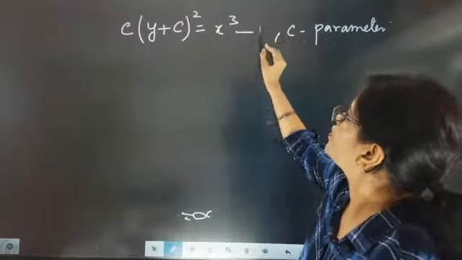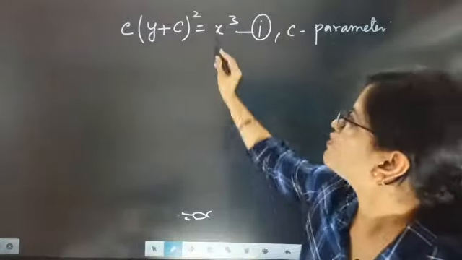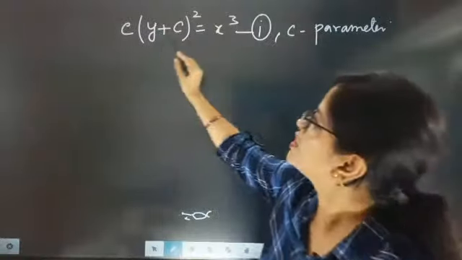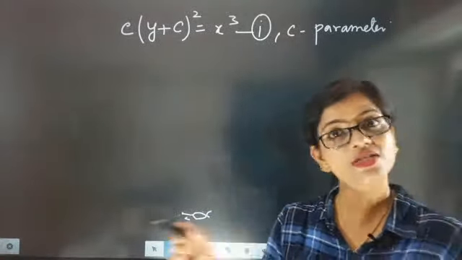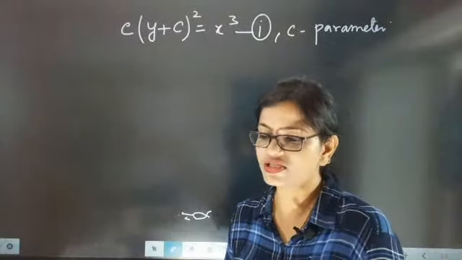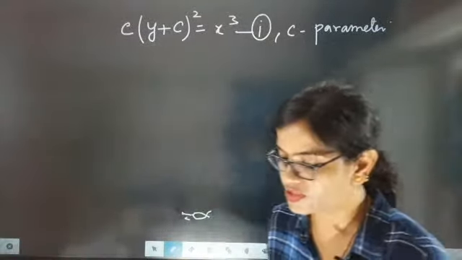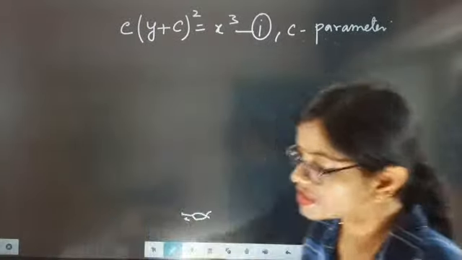Now what are we going to do? First we will take this as equation 1. Now differentiate it. When you differentiate this, c is a constant, and the differentiation of a constant will become 0. Though it is a parameter, if you differentiate it, it's a constant only. So its differentiation will become 0.